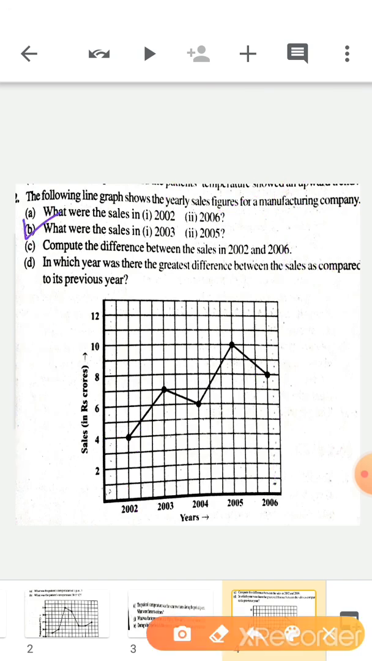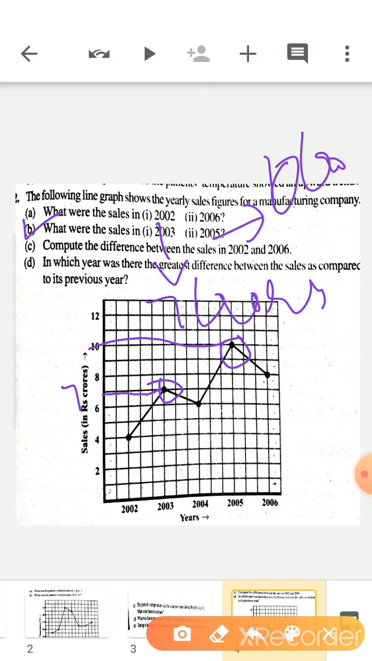What were the sales in 2003? In 2003, the sale is this. So extend this line in this direction. Between 6 and 8, 7 is there. It means in 2003, 7 crore sales is there. In 2005, how much sale is there? 10. In 2005, 10 crore sale is there.